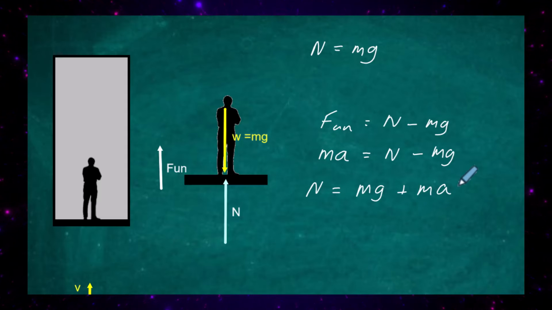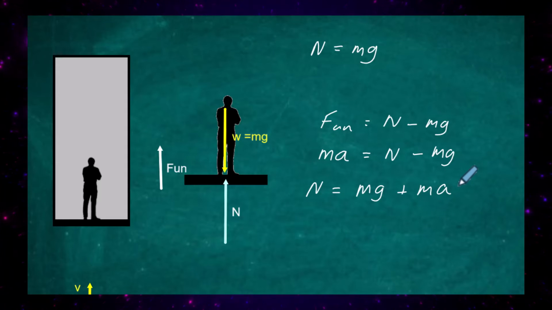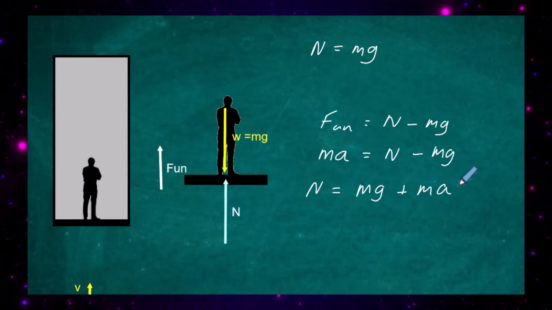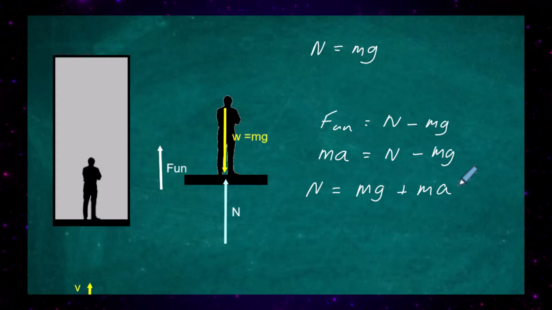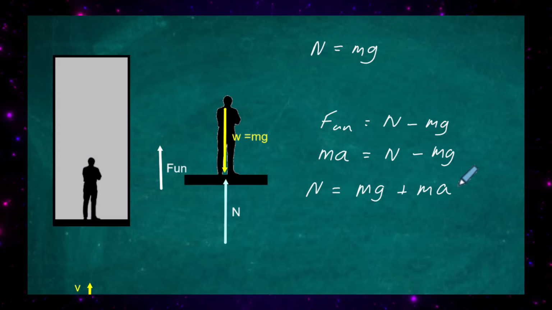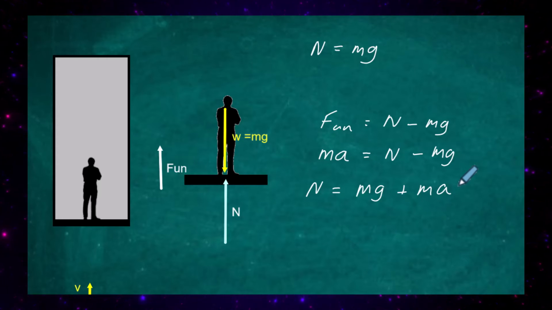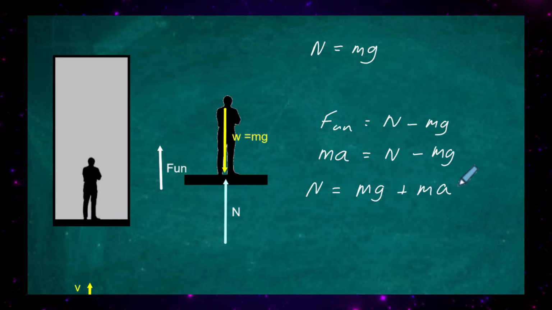Now, this is the key equation. It will not be in the relationship sheet. You should be able to derive this, but it's a very powerful equation. And what it's telling us is that the normal force, the force of the floor pushing up on the man, is equal to the weight of the man plus any acceleration, any unbalanced force, which can be calculated by ma.